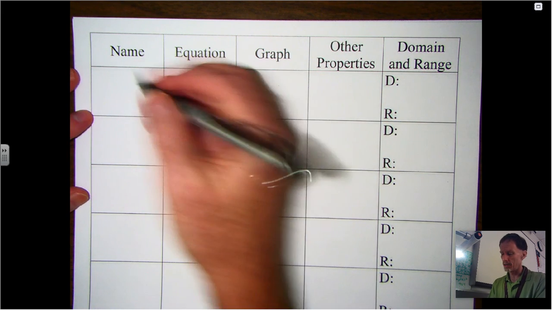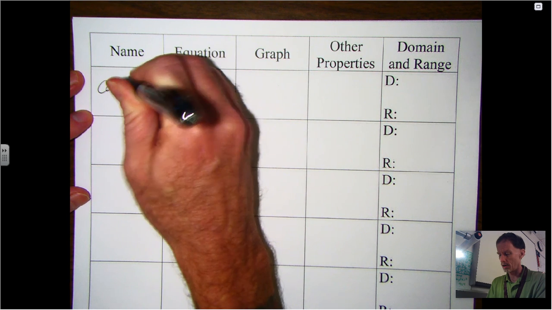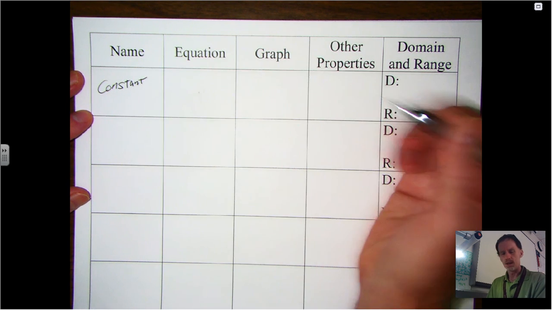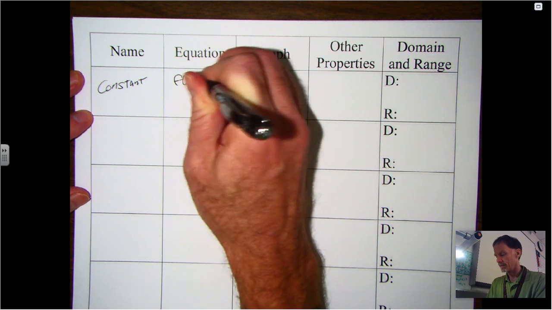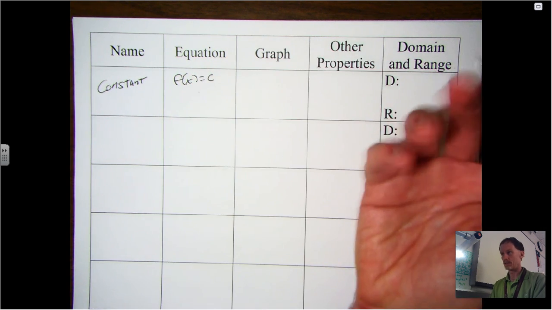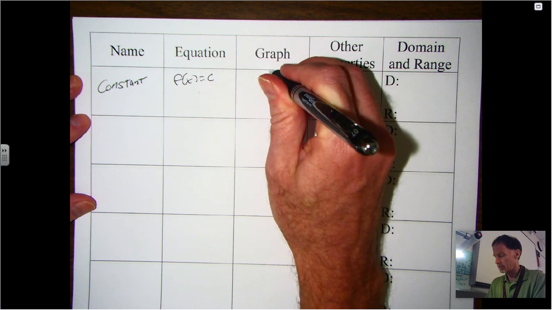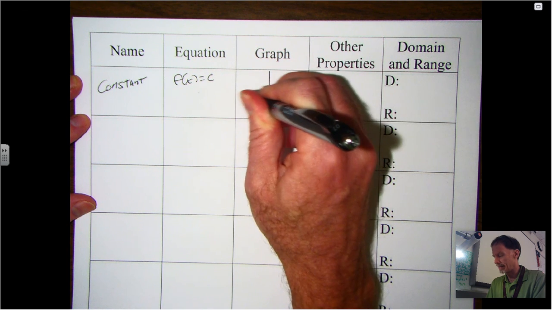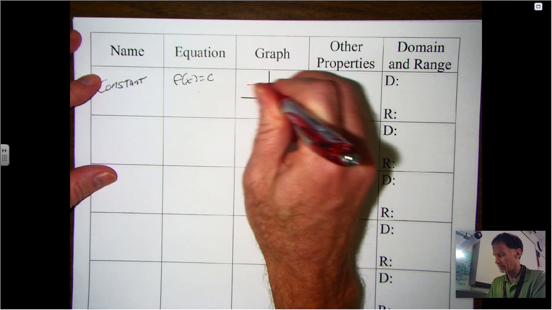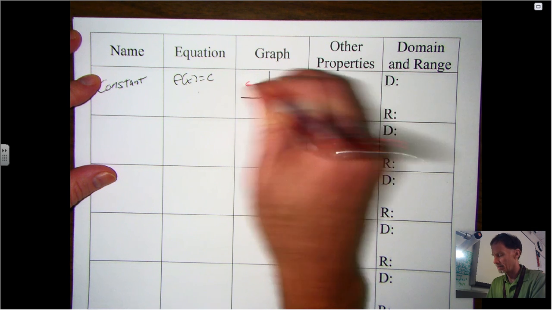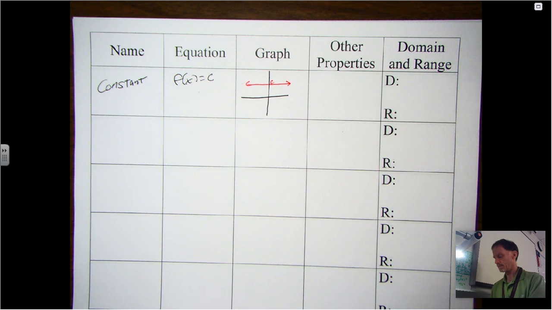So the first function is really very boring, and we won't talk about this one very much. It's called the constant function, and the equation for that is just f of x equals c, where c is just any number. C is just a constant. And the graph is just a horizontal line wherever c is. And of course, c can be positive, c can be negative, whatever. But whatever c is is where that line is.